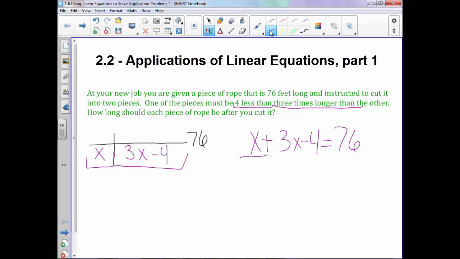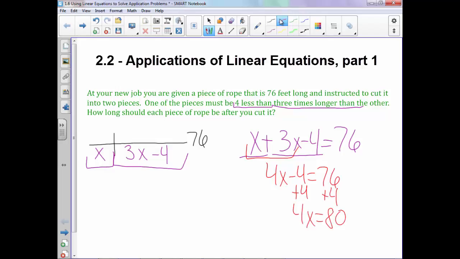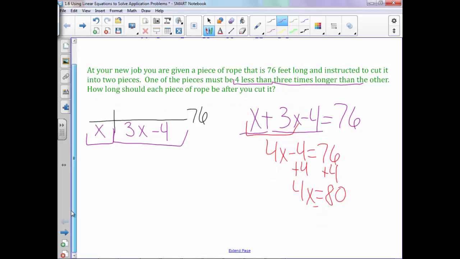Here's our first piece, here's our second piece. And now we can just solve these like we did yesterday. So X plus 3X is 4X minus 4 equals 76. Add your 4. We'll get 4X equals 80. Divide by 4. X equals 20.